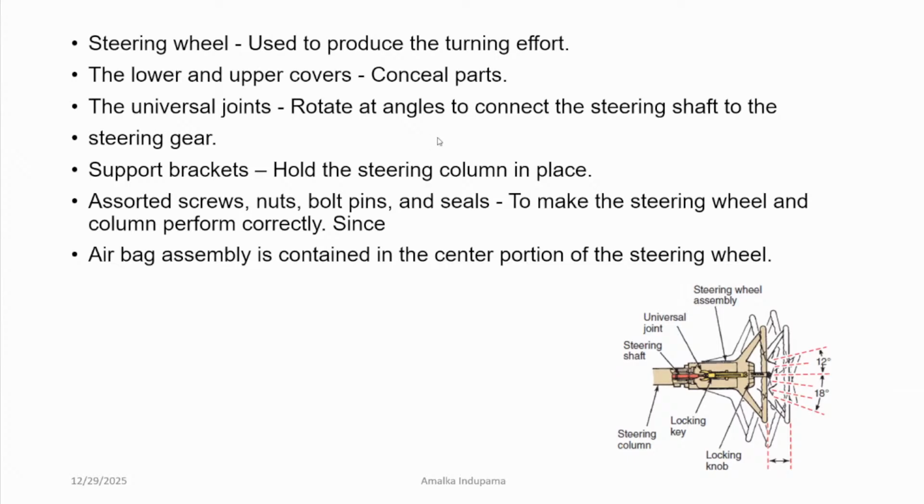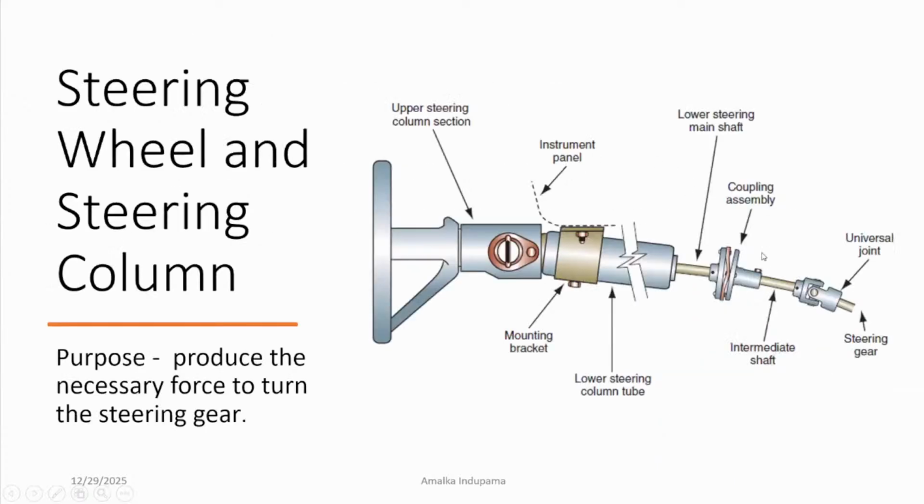Especially, I need to highlight that these universal joints allow power transmission between shafts which are placed at different angles, right? Universal joints can transfer power between non-aligned shafts. Here you can see that the intermediate shaft and output shaft have a little angle, so we need to connect these two using a universal joint or Hooke's joint.